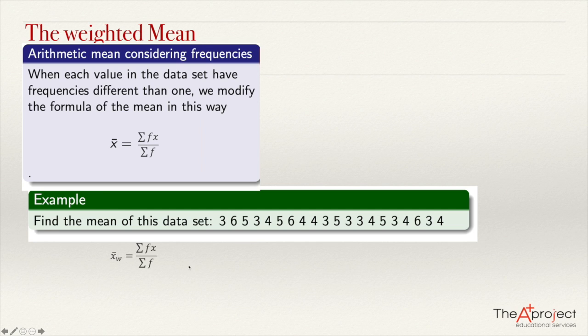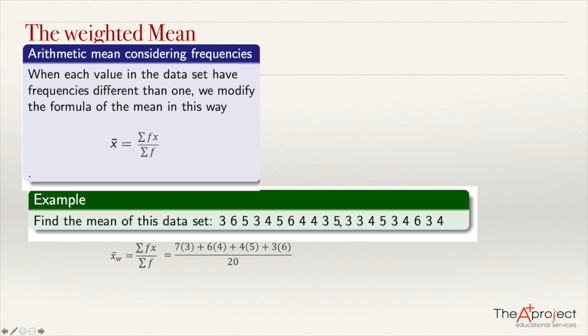So this will be the weighted mean. I'm going to define it as the sum of the data, each data multiplied by the frequency, divided by the sum of the frequencies. In this case it will be equal to 7 times 3, because 3 appears 7 times. 6 times 4, because number 4 appears 6 times, as you can see here. And 4 times 5, because 5 appears 4 times.